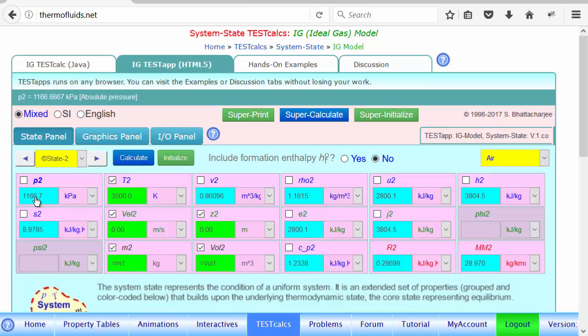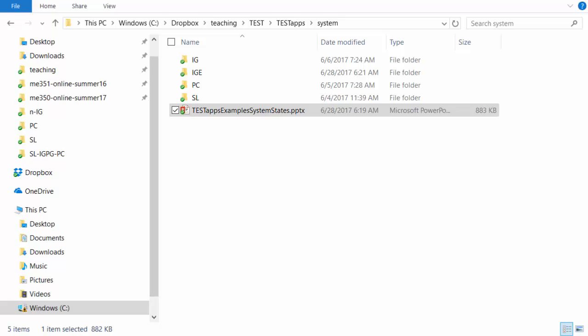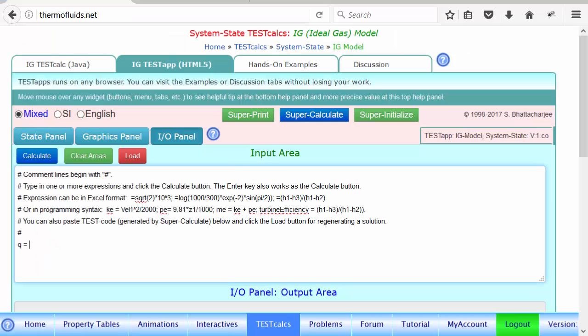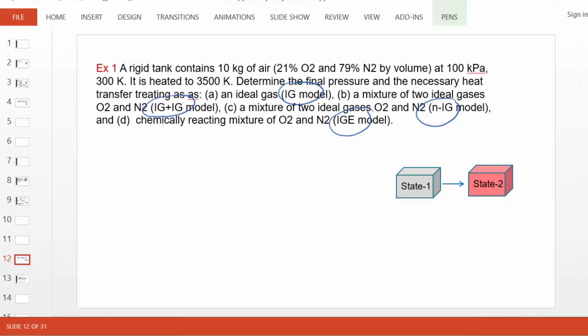If you want to know how much heat is transferred, we can simply go to the IO panel, and the heat transfer Q will be equal to what? Mass, which doesn't change, times energy at state 2 minus energy at state 1. You can use the energy equation to show that this is the formula for heat transfer because there is no boundary work. So this is in kilojoules. It's about 28.843 million joules.